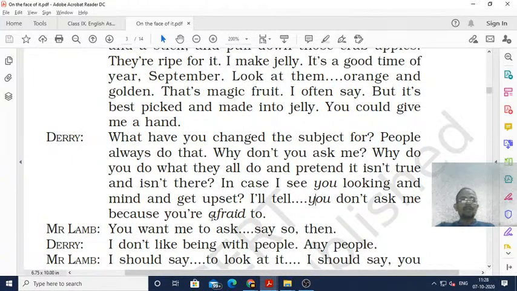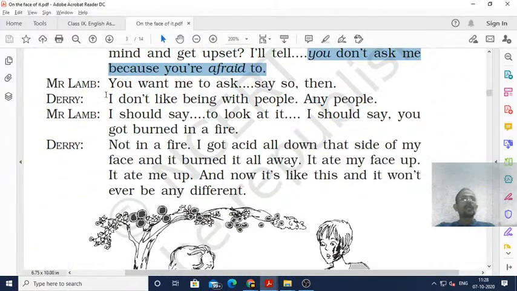I'll tell you, you don't ask me because you are afraid. I shall tell you the story of my face. You don't have to ask me because you are afraid to ask. You feel uncomfortable to ask me the story of my face. Mr. Lamb says, you want me to ask? Say so then. Okay, if you want me to ask, then please describe the story of your face.